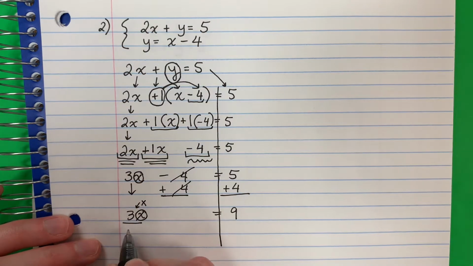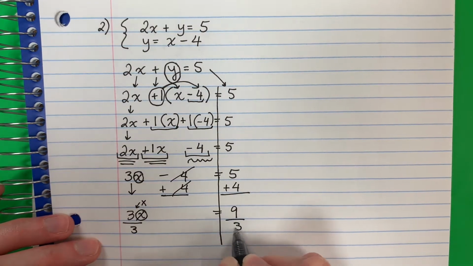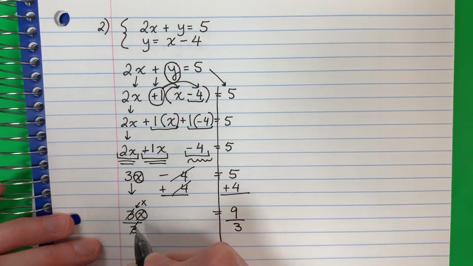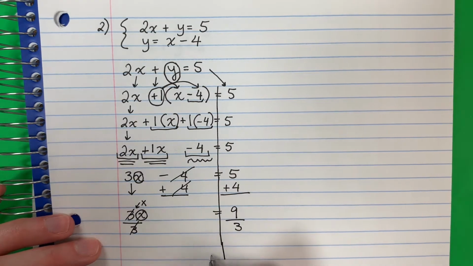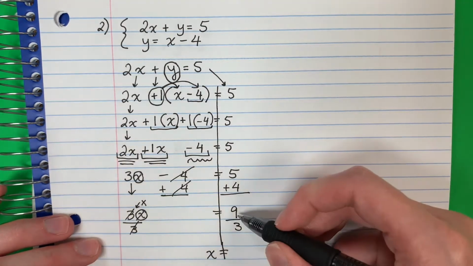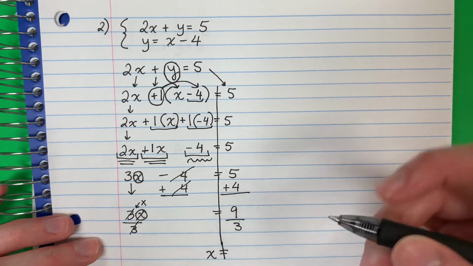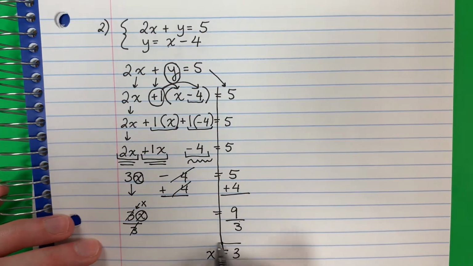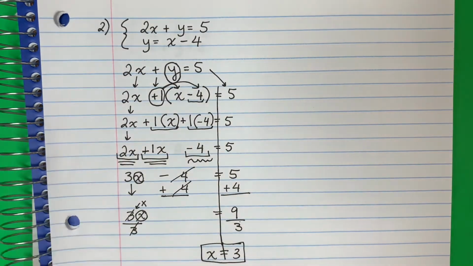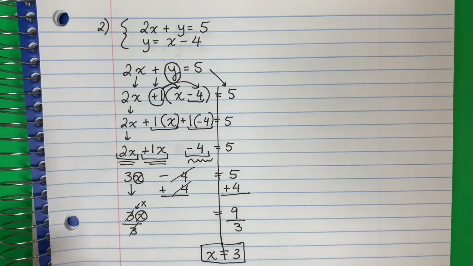So divide 3. Copy, divide 3. 3 divided by 3 is 1. It cancels. And you get x equals 9 divided by 3. 9 entre 3. That is 3. So I have x equals 3. Tengo x es igual a 3.